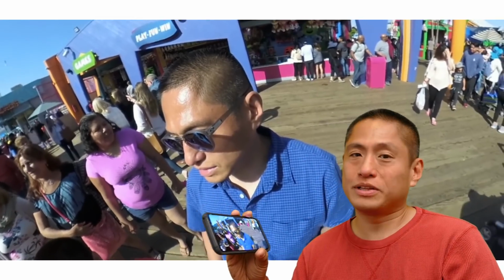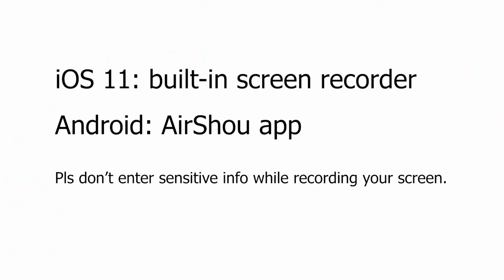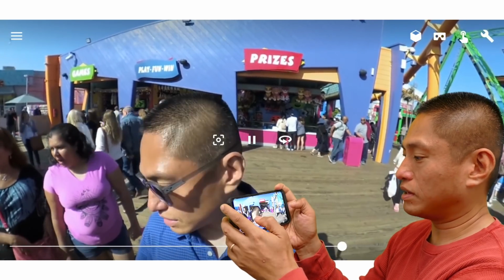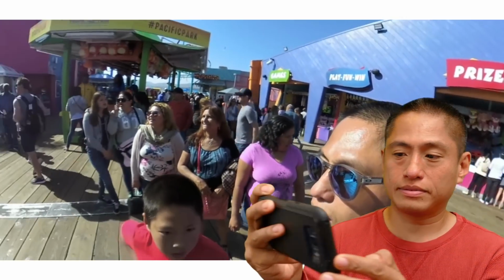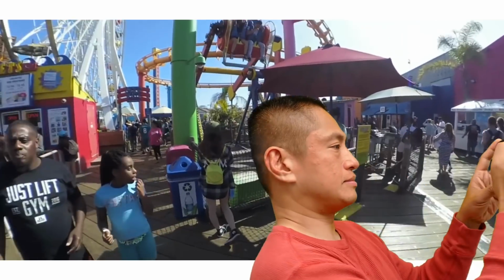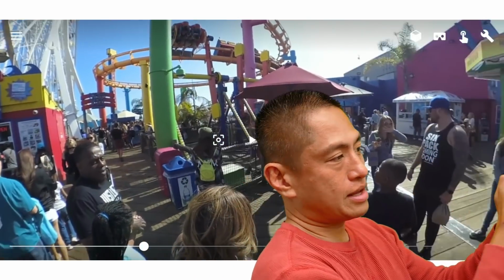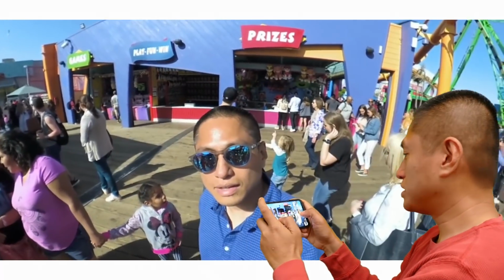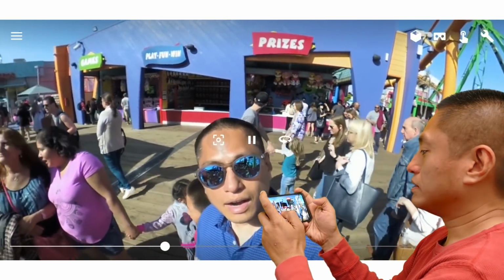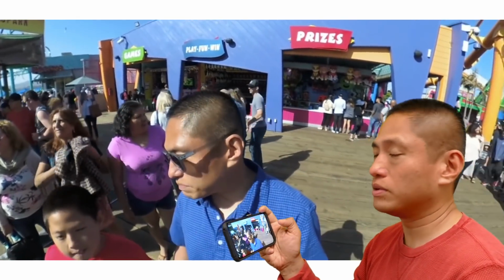How are you going to export that? You can use a screen recorder. For iOS 11, use the built-in screen recorder. For Android, use the AirShow app. Now use your phone as a virtual camera, rehearse your movement, and when you're ready, start recording. If you want to do a cut, then I would pause it, switch the view, and then play it back. During editing, you can trim out the excess video.